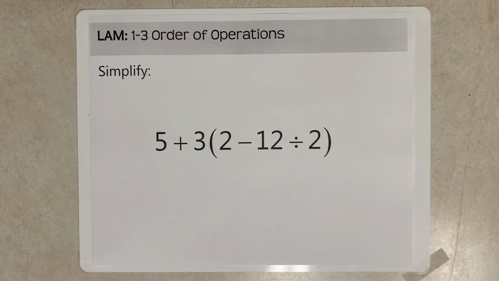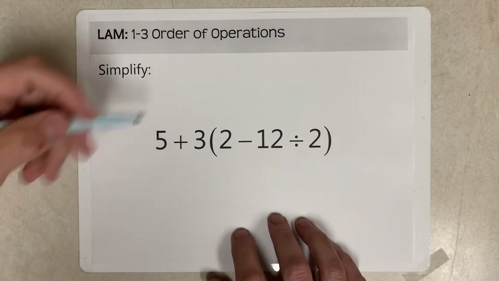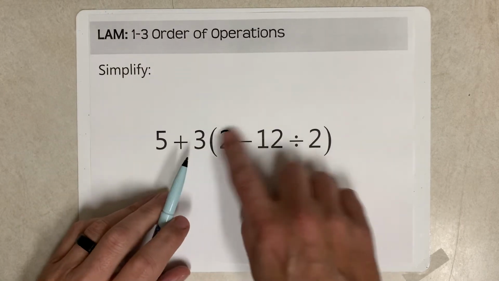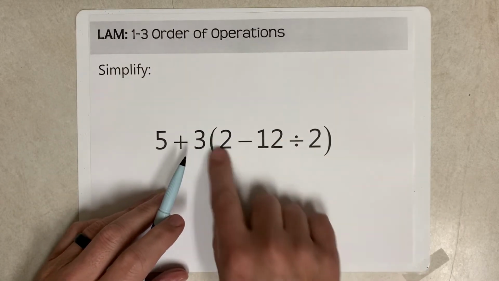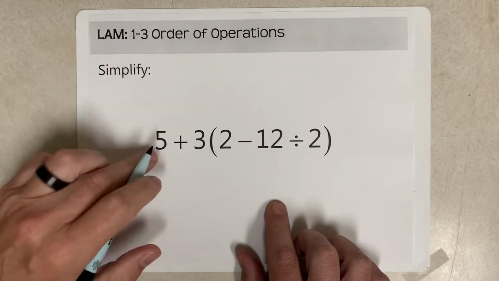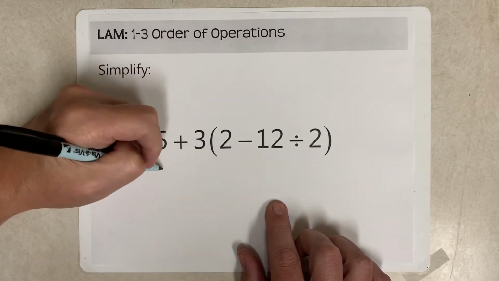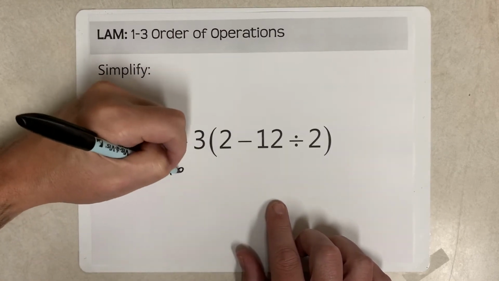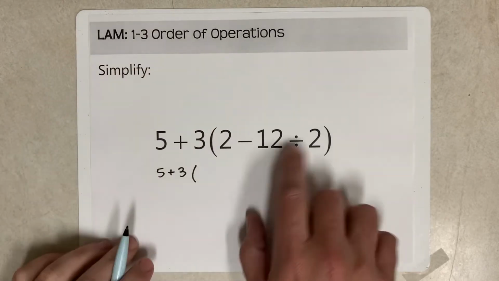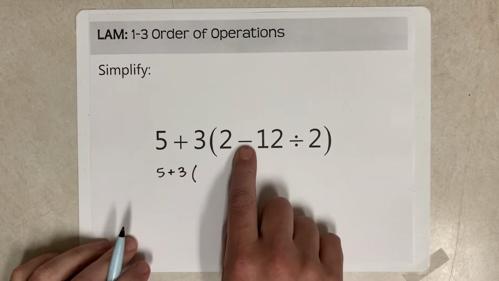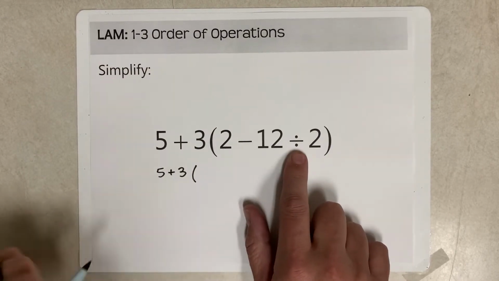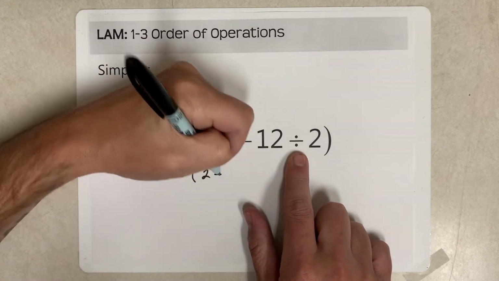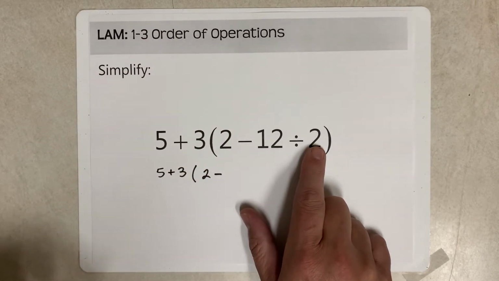Let's try this example here. Okay, this one says we have some parentheses and we've got some stuff inside, so we definitely have to work with this first. So we have to really wait on this 5 plus 3 here. Do not do that first. Okay, in the parentheses, skip this, we need to go to the division. So 2 minus 12 divided by 2 is 6.